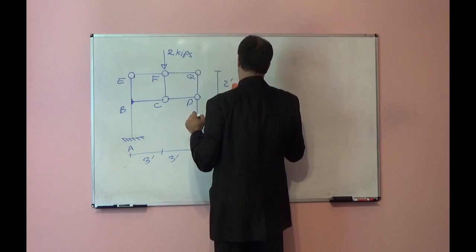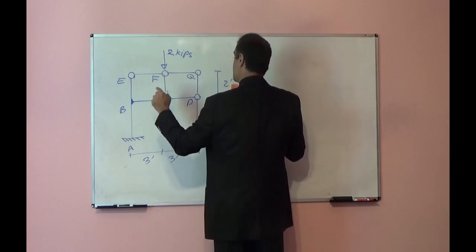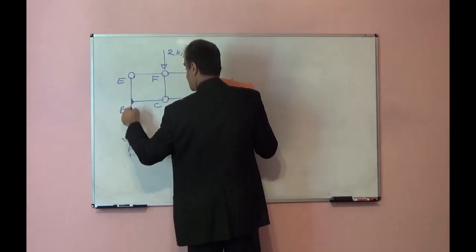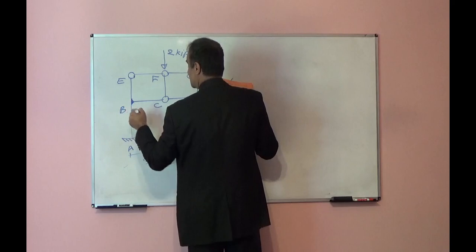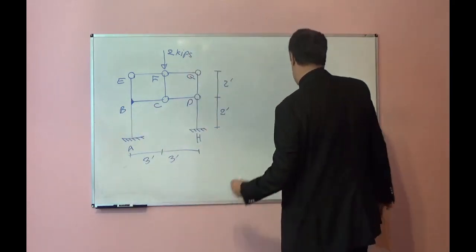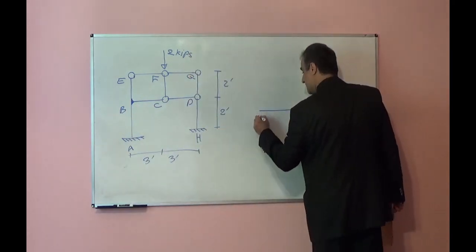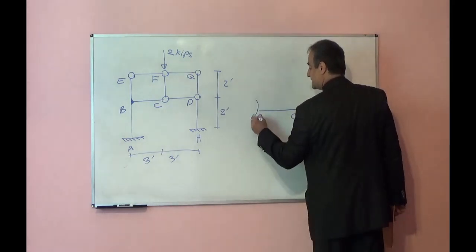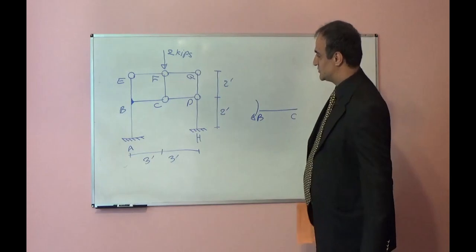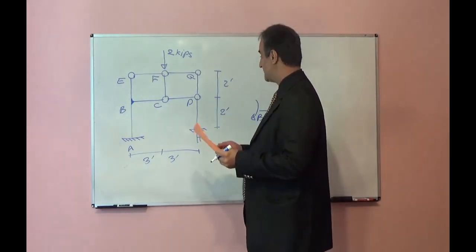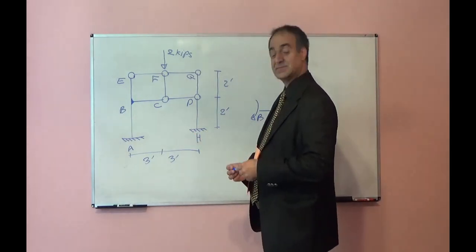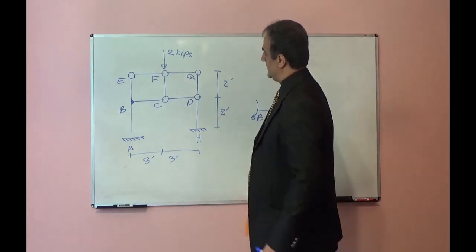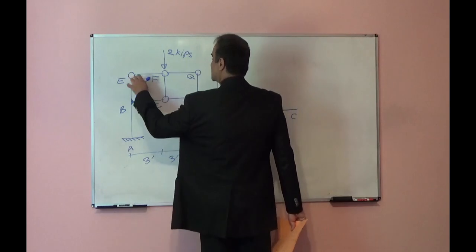We want to find the moment at node or joint B from member BC. So we want to find how much moment we will have at the end of member BC. So let's see how we can approach this problem. Again, this is a very simple problem. Why? Let's look at this part.